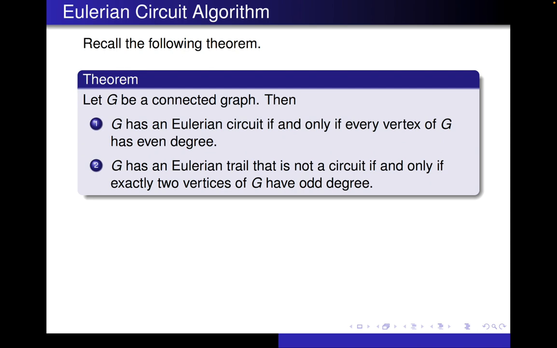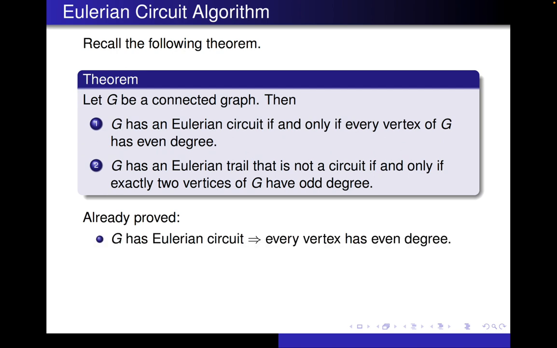Our assumption is that G is a connected graph. Then G has an Eulerian circuit precisely when every vertex of G has even degree, and G has an Eulerian trail that is not a circuit precisely when we have exactly two vertices of odd degree and the other vertices have even degree. So here's the part that we have proved so far.